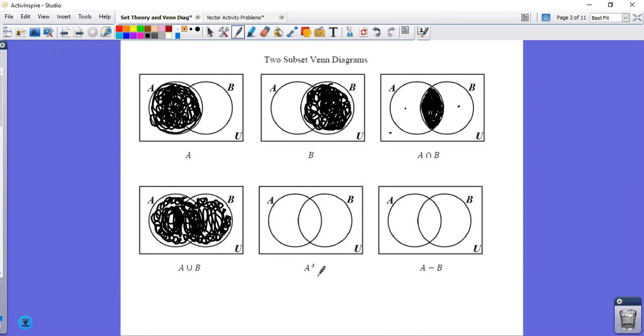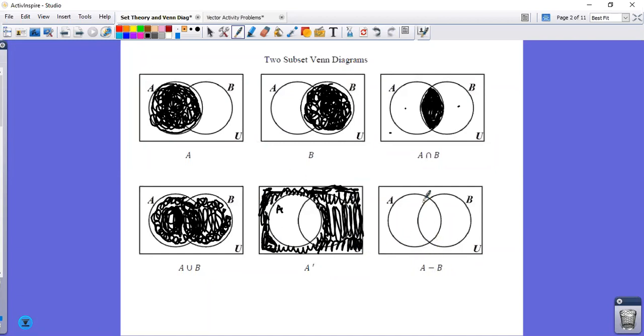If you just have A complement, remember that's everything outside of A. So even if there's another set, here's your A set, you still shade everything that is outside of that circle, including the B part that's not in A. So that's A complement, everything outside of A.